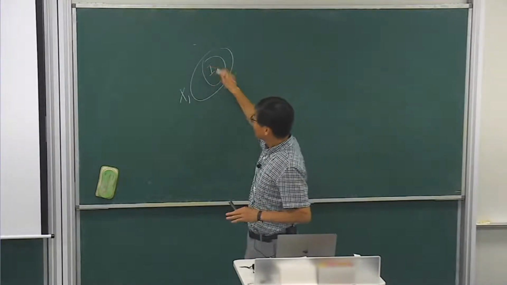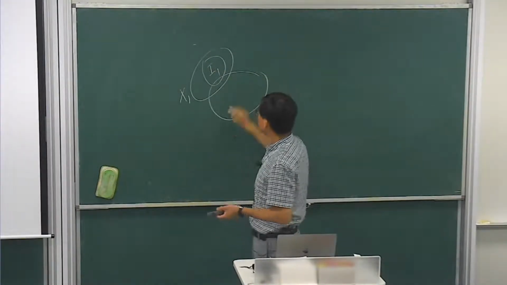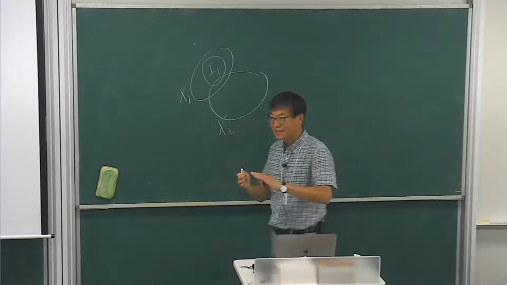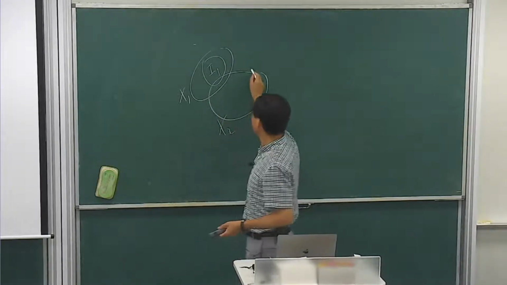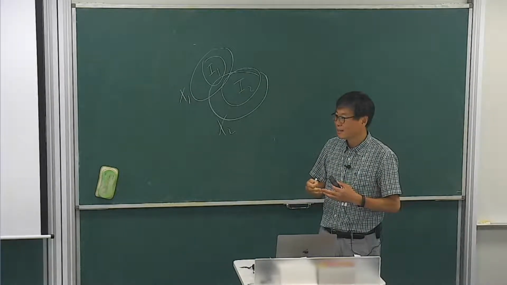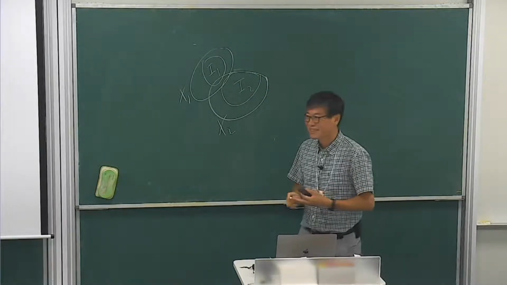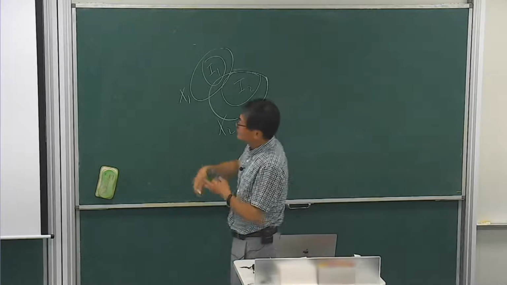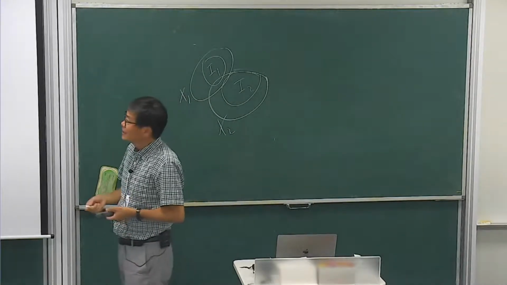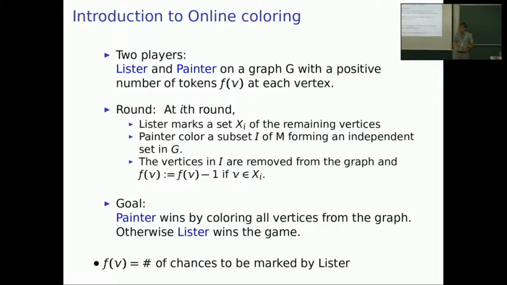So this vertex set should be an independent set, and then the lister presents another set of vertices, and then the painter colors. So I2 must be a subset. So we have a game like this. Here the goal is that the painter wants to color every vertex, and the lister disturbs that situation.